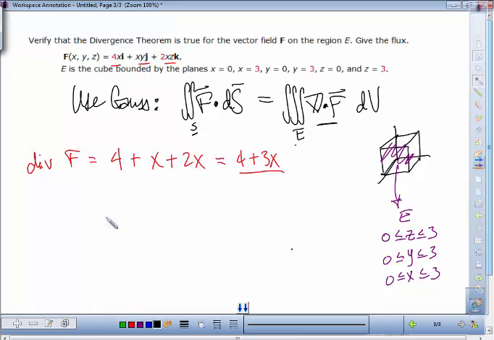All right, let's integrate. So we have 4 plus 3x, and let's take the integral of this with respect to x, where x goes from 0 to 3. Then we'll take the integral with respect to y. Y again goes from 0 to 3. And then with respect to z, where z goes from 0 to 3.